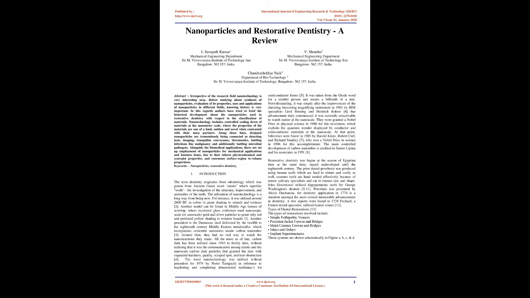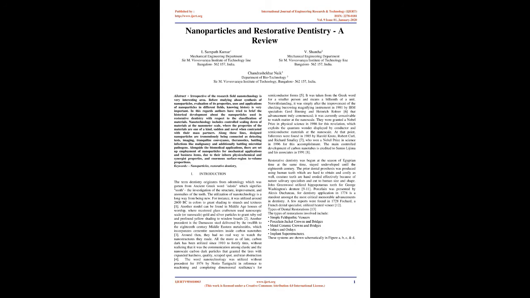They were awarded a Nobel Prize in Physics in 1986 for this discovery, which exploits the quantum phenomenon exhibited by conductor and semiconductor materials at the nanoscale. Then, fullerenes were discovered in 1985 by Harold Kroto, Robert Curl, and Richard Smalley, who won a Nobel Prize in Chemistry in 1996 for this accomplishment. The first controlled growth of carbon nanotubes is credited to Sumio Iijima and his colleagues in 1991.